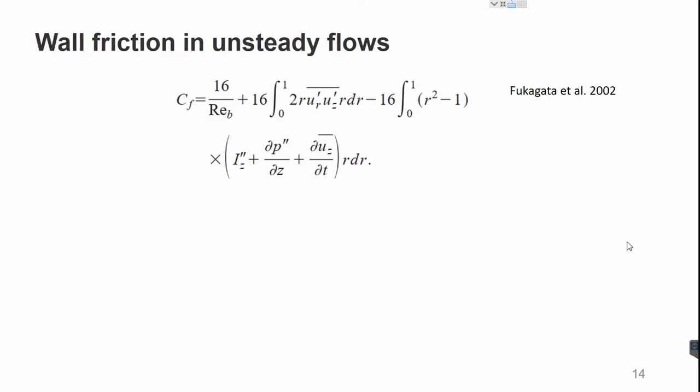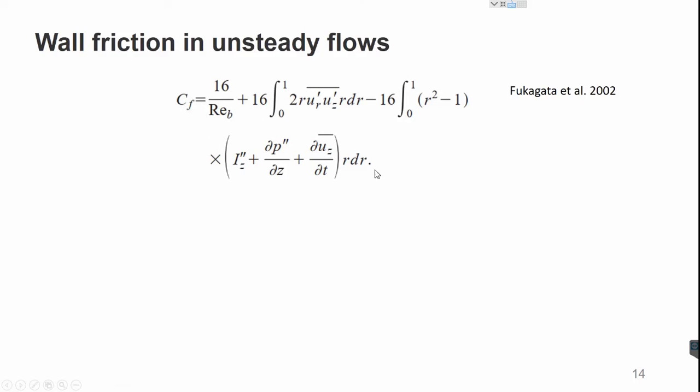Another way to understand this, and probably an easier way to understand this, is in a one-dimensional form. And we can use a tool developed by Fukagata in 2002, which is the so-called FIK identity. Fukagata developed this decomposition, or this identity of the skin friction coefficient, to understand what are the different dynamic contributions into the wall friction or into the frictional drag. Okay.